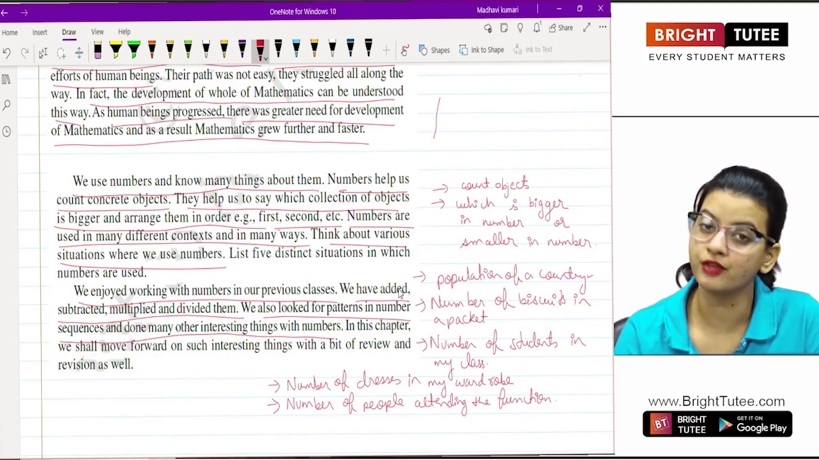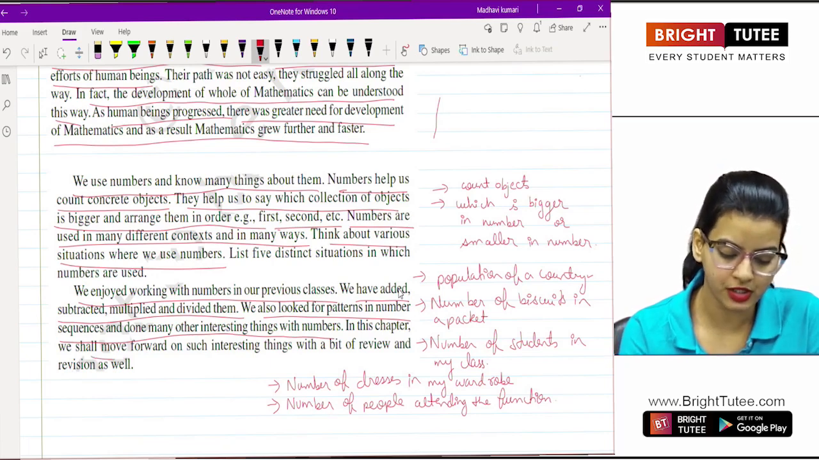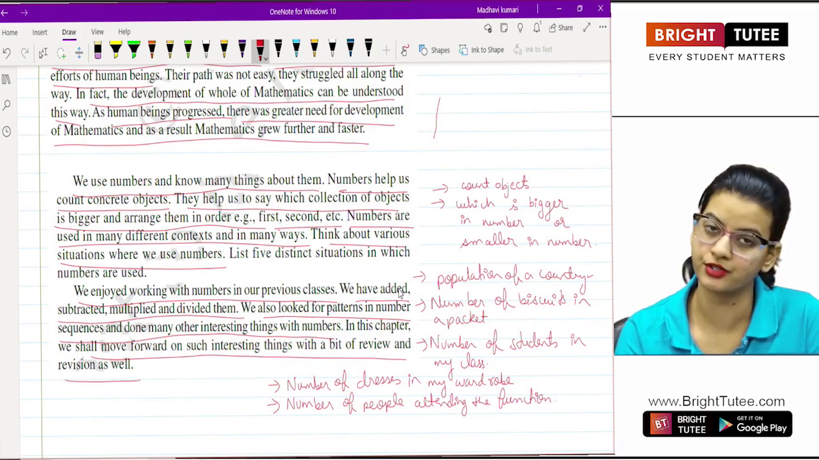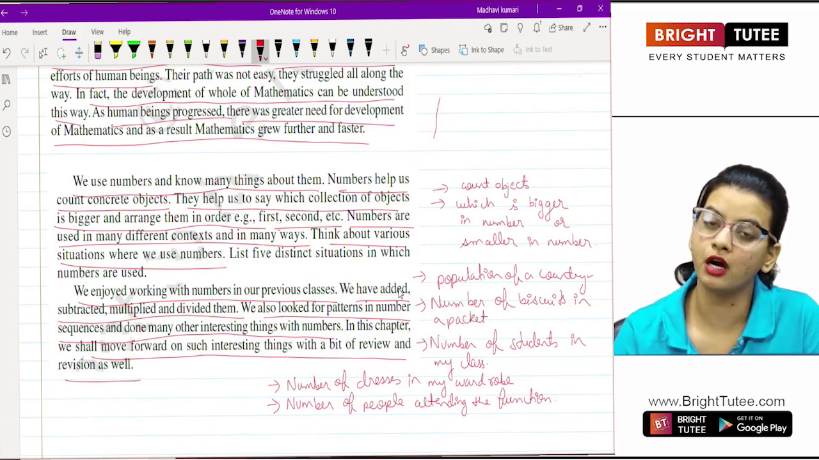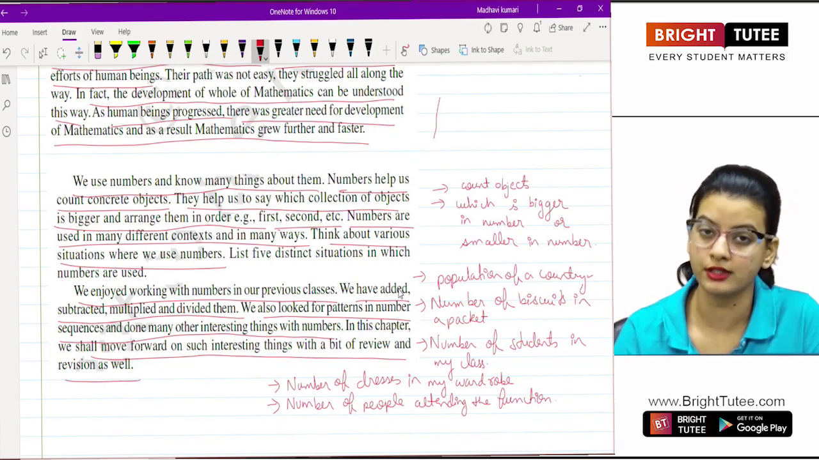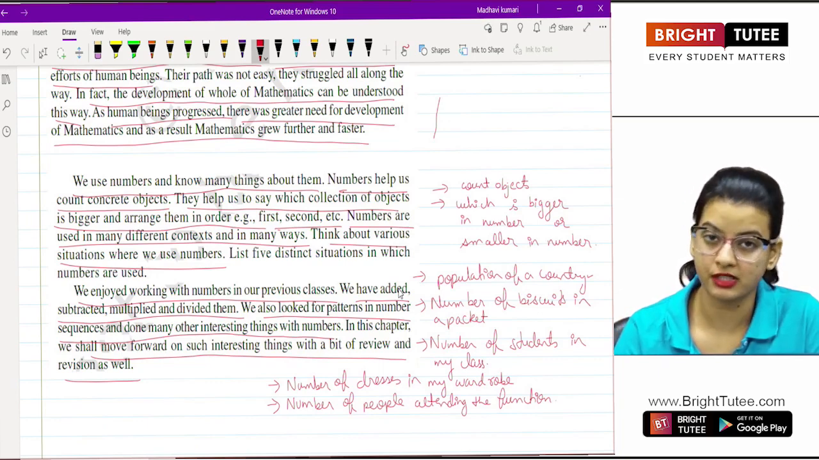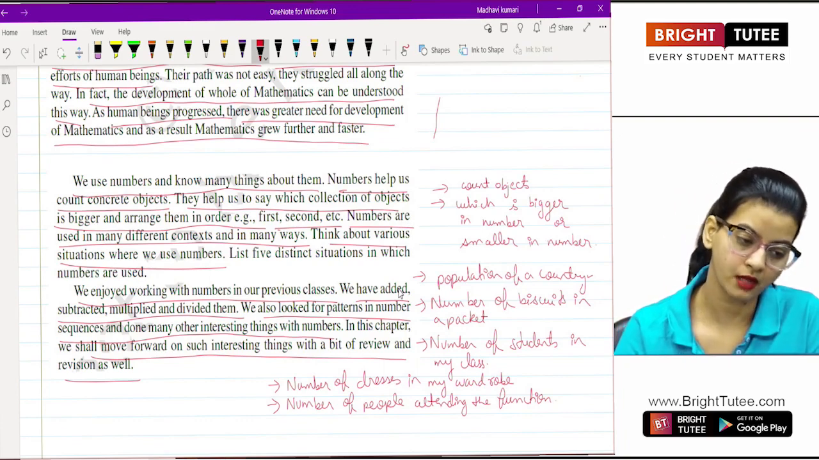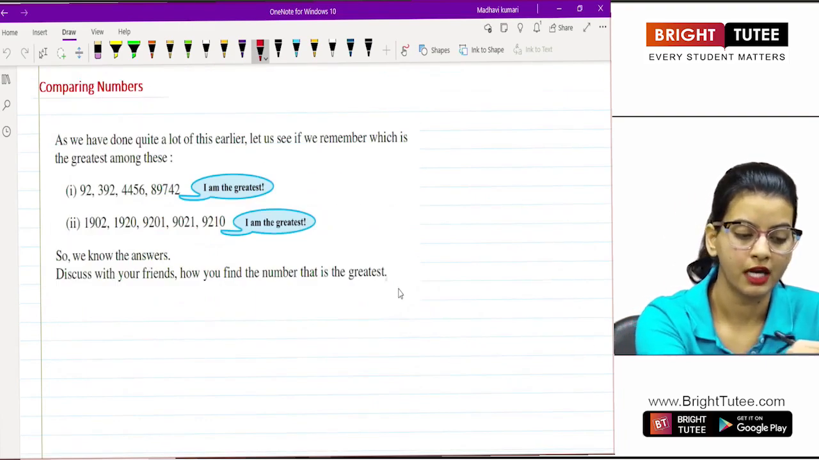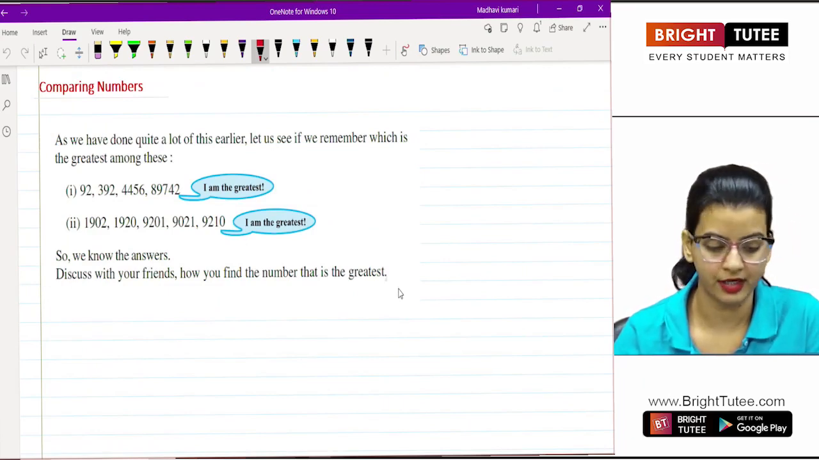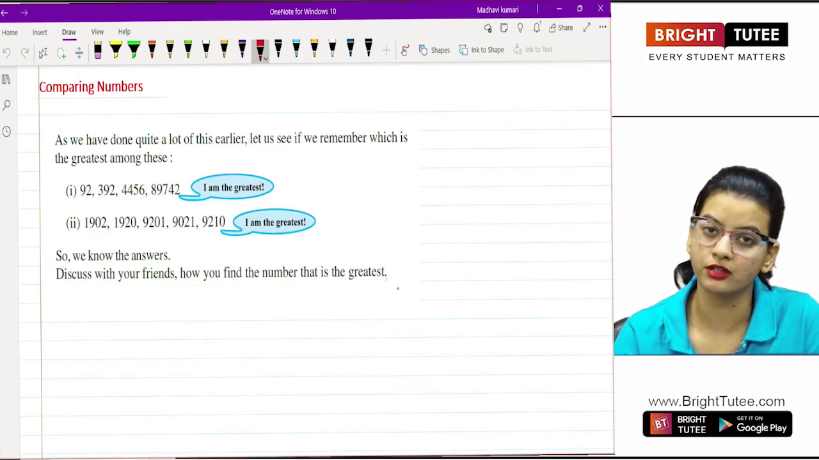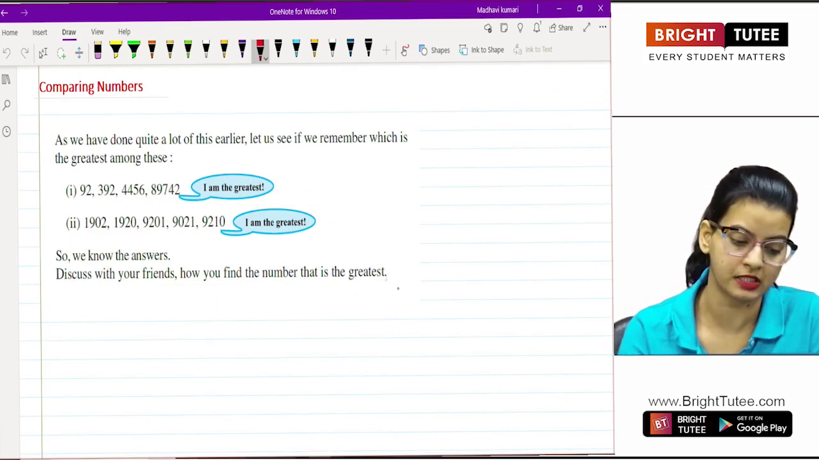In this chapter, we shall move forward on such interesting things with a bit of review and revision as well. So we are going to review and revise the basic concepts on numbers that we did in the previous class, and we are going to learn some more new facts. We are going to start with comparing numbers. This is the basic revision of what we did in the previous class.